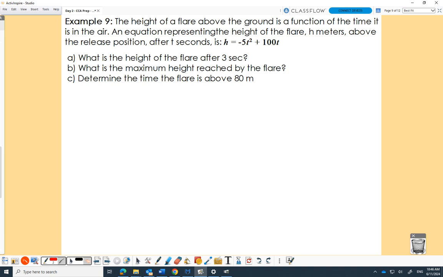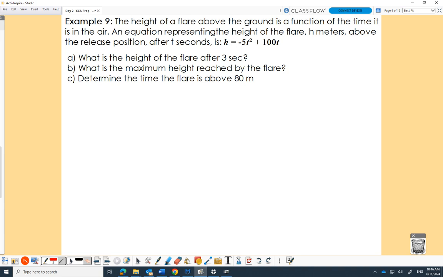The height of a flare, we do a lot of problems in grade 10 about the height of something that's flying through the air. This is a flare. Above the ground is a function of the time it is in the air. An equation representing the height of the flare in meters from the release position after t seconds is h equals negative 5t squared plus 100t.